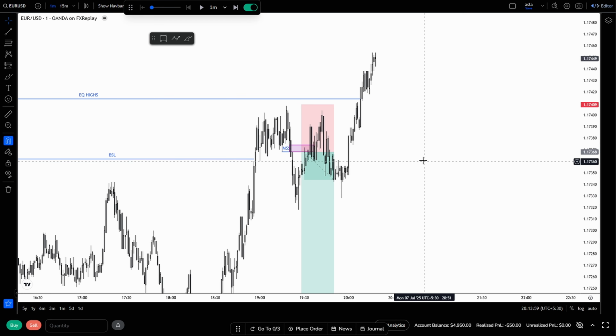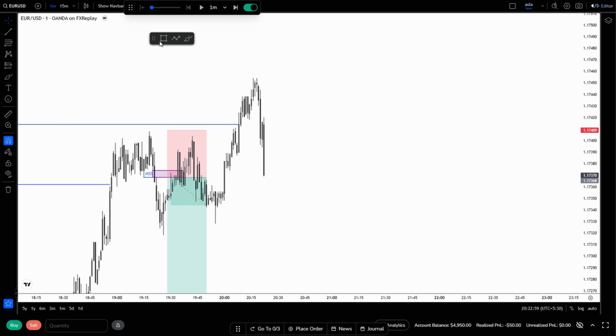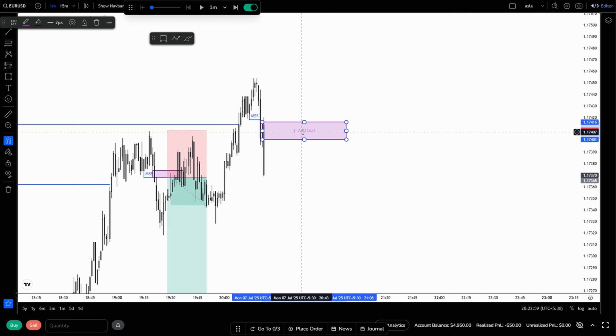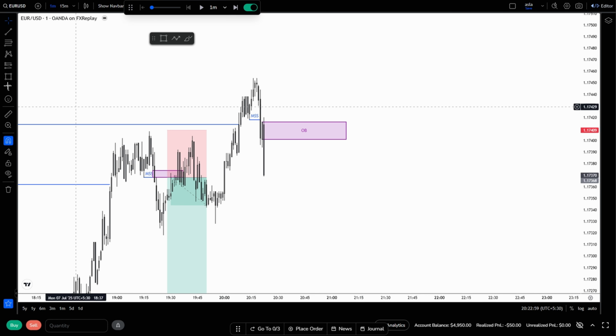After sweeping the equal highs, we again wait for confirmation. Here you can see that price gives us another market structure shift. Now we can plan a new trade. This time, we enter using this order block as our entry. Now let's talk about targets.